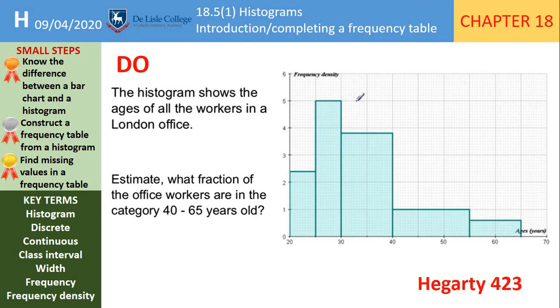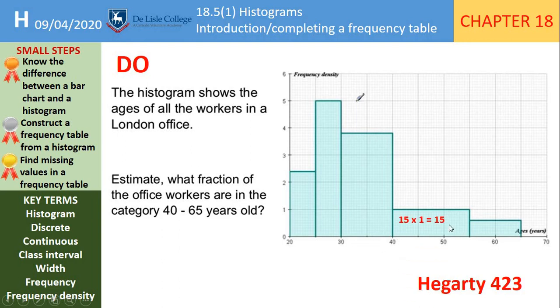Have a go at this do now question, pause the video while you work through. So the histogram shows the ages of all the workers in a London office. It asks you to estimate what fraction of the office workers are in the category 40 to 65 years old. So we can see then that that means what fraction are in these two bars here. So we need to work out the frequencies of these two bars by finding the area and writing this as a fraction out of the whole.